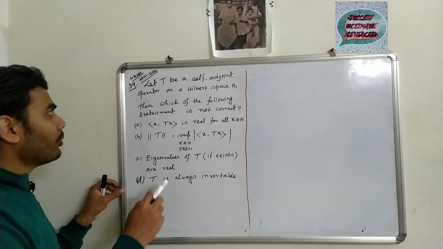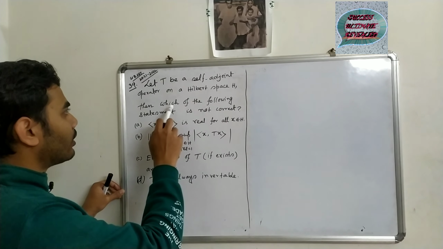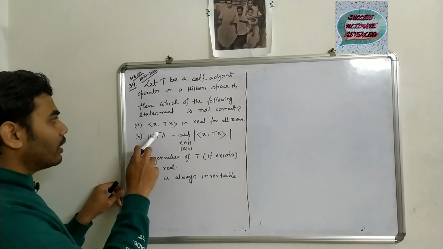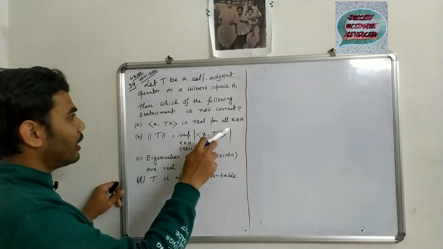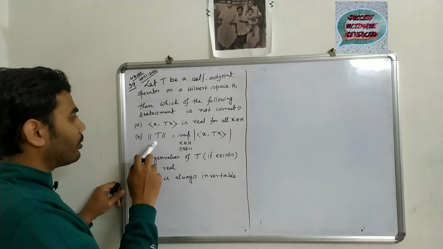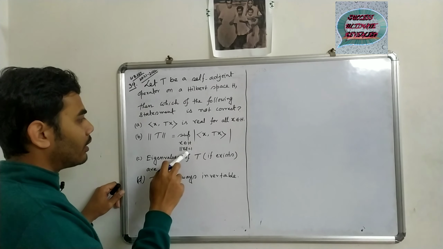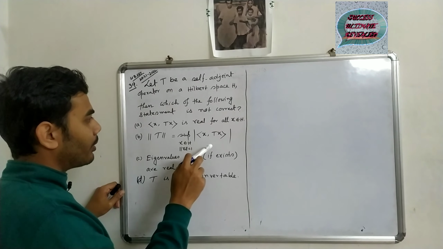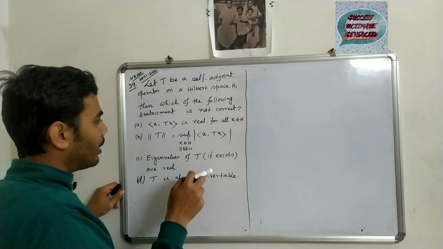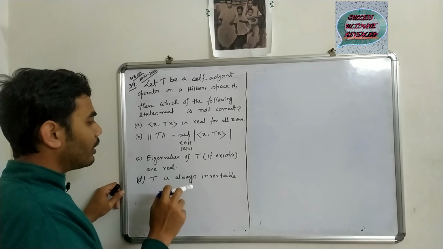The problem is: let T be a self-adjoint operator on a Hilbert space H, then which of the following statements is not correct? First option: inner product of x and Tx is real for all x belongs to H. Second option: norm of T equals supremum over x belongs to H with norm of x equal to 1 of modulus of inner product of x and Tx. Third option: eigenvalues of T, if they exist, are real. Fourth option: T is always invertible.